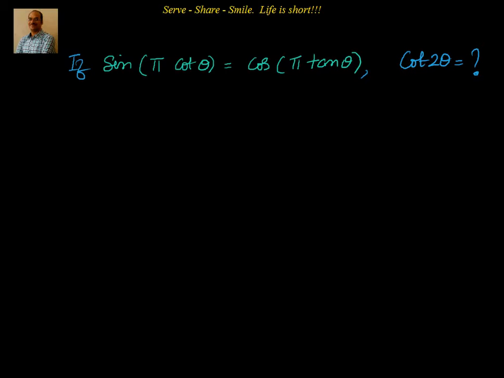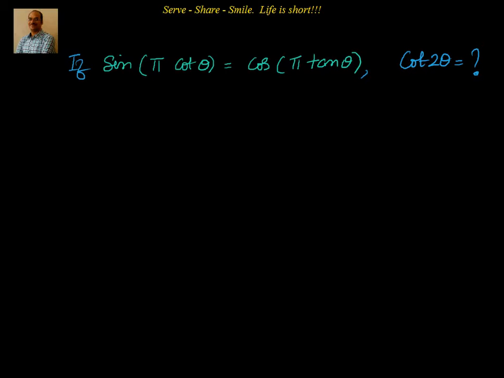Let's look at this interesting example related to trigonometric ratios. We have been given that sin(π cot θ) equals cos(π tan θ). We have to find out what is the value of cot 2θ, or what are the values of cot 2θ. So we have been given that the sine of an angle is equal to the cos of another angle. Then we have to find out the value of cot 2θ.